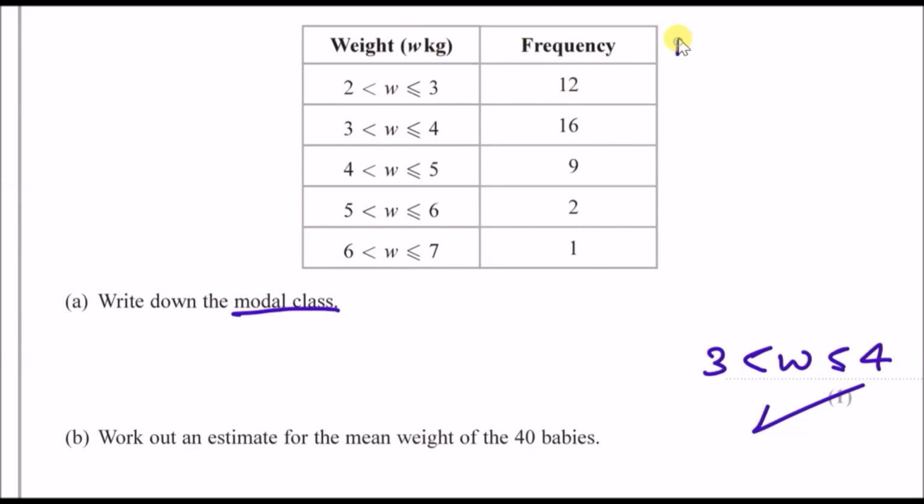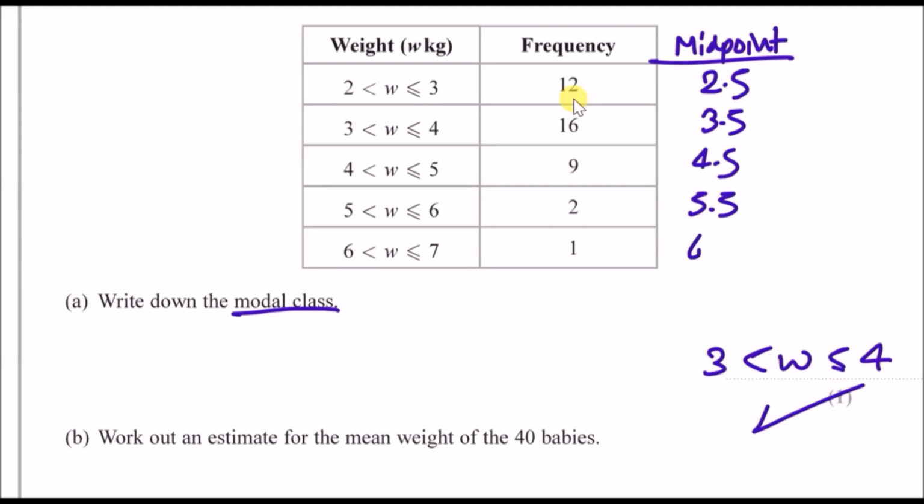So first things first, we need a midpoint column, and we need to just find the midpoint of all the weight values. Well, the best way to find the midpoint is just simply add them up and divide them by 2. Or actually, this is quite straightforward. Between 2 and 3 is just 2.5. And the next one should be 3.5, 4.5, 5.5, and 6.5.